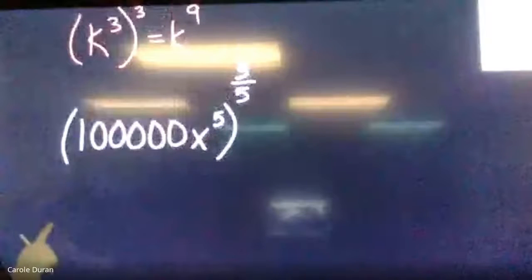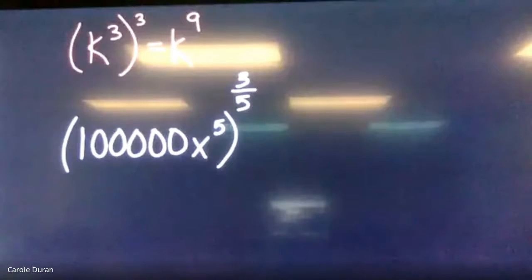Just so you are writing correctly, there are 5 zeros. So this is 100,000 x to the 5th, all raised to the 3/5 power. You're not always going to get nice small numbers, so we should practice a super ugly one before you get too far into everything.